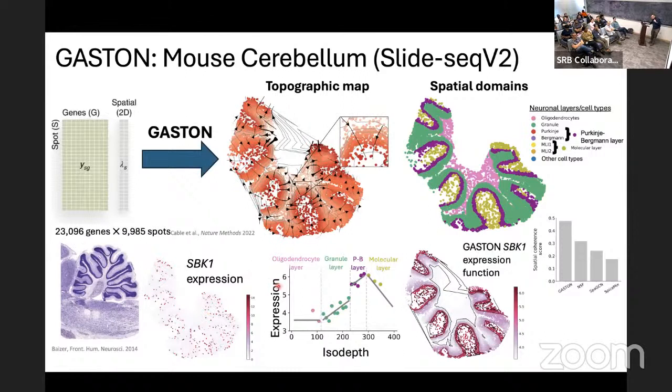But we can draw the expression as a function of this single coordinate we learned. This coordinate goes along this increasing elevation, so we call this the iso-depth of the surface. If I plot this gene going from the pink, the low elevation iso-depth, through the green, through the purple, what you can see by pooling this information along this coordinate is that this gene peaks right here at the Purkinje-Bergmann layer and then decreases. This is exactly where it's supposed to be because this is a marker gene for Purkinje-Bergmann neurons. If I show you the imputed expression in 2D, you see this map where it's very highly expressed here and low elsewhere.